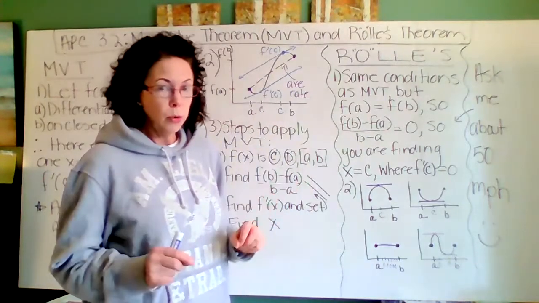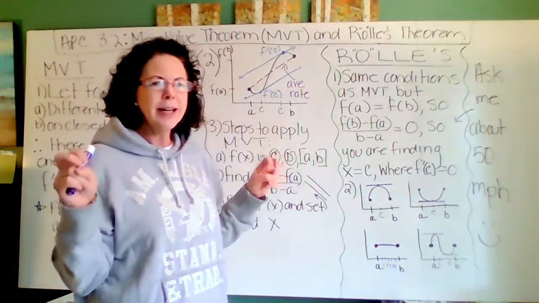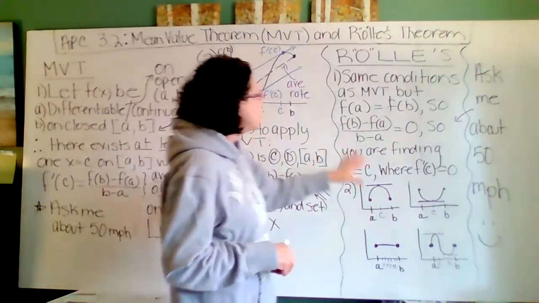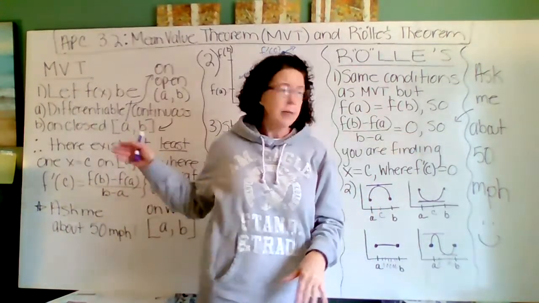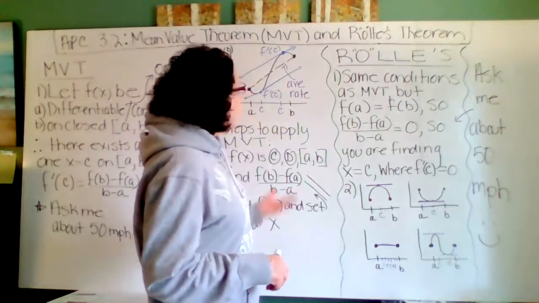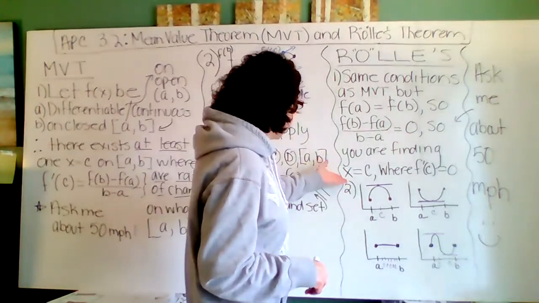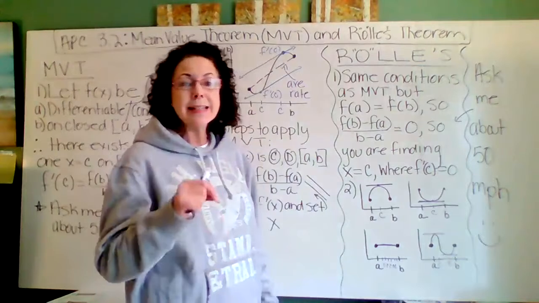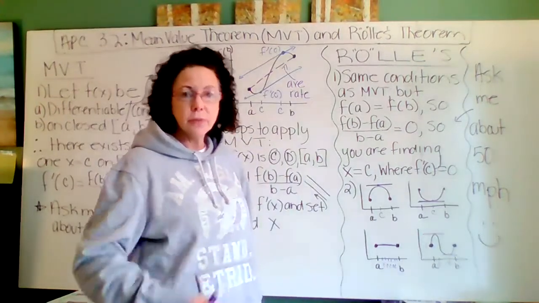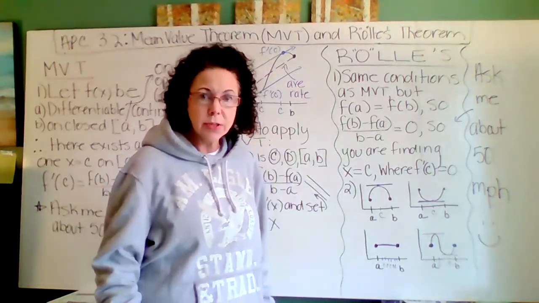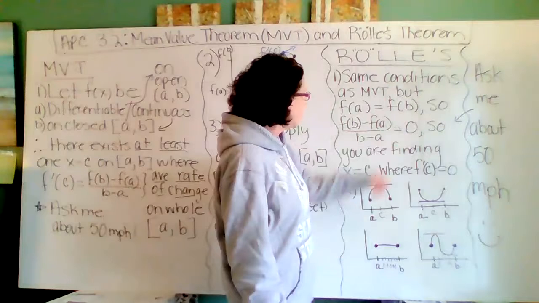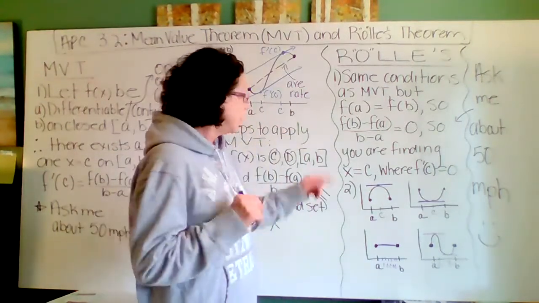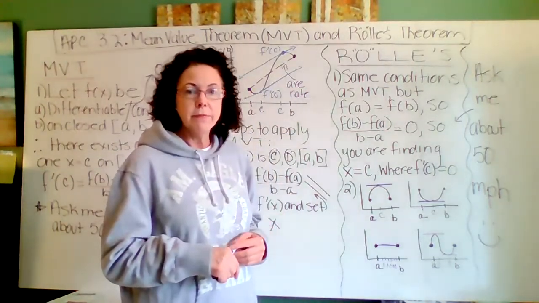So in Rolle's theorem, you can hear that "O," you can hear that 0. That's why I have these quotes here. So it's really just a special condition of the mean value theorem. So you are finding an x equals c where the derivative equals 0. It is guaranteed that if a function is differentiable and continuous on a closed interval, and f of a equals f of b, somewhere there is guaranteed to be an x where the derivative equals 0.